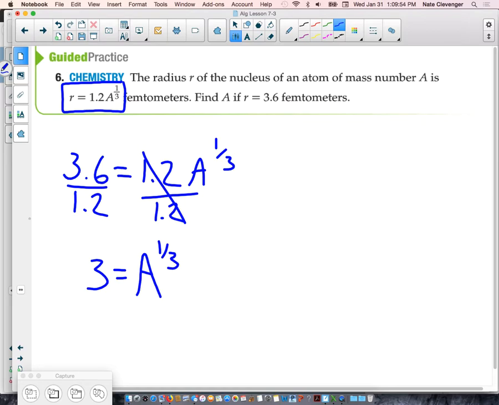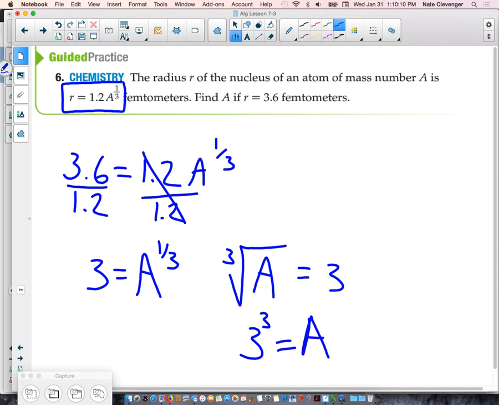Okay. So what number cubed would give me 3, or the cubed root of that would give me 3. Or if I rewrite that in the other form, 3 cubed equals 27. So A is 27. Okay, that's not that bad.